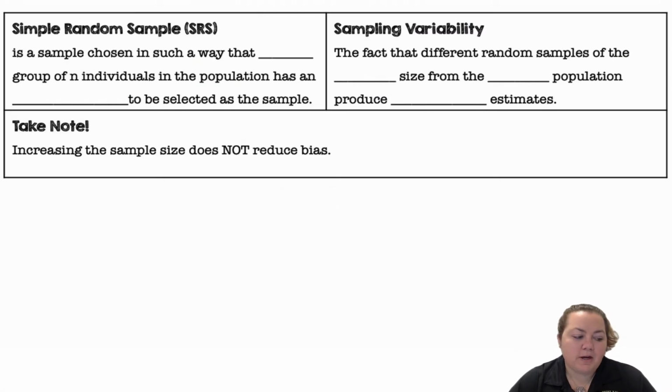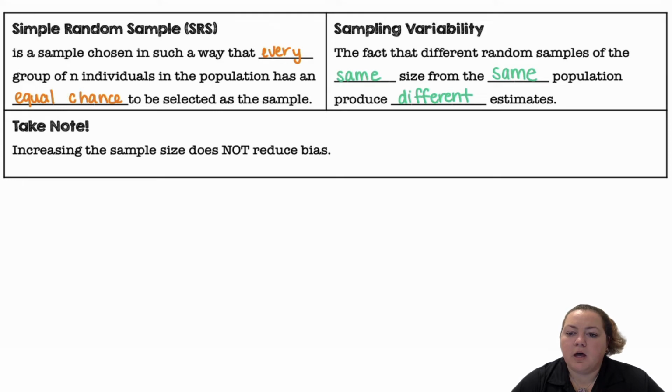All right, so a simple random sample, or abbreviated SRS, is a sample chosen in such a way that every group of n individuals in the population has an equal chance to be selected as the sample. Sampling variability is the fact that different random samples of the same size from the same population will produce different estimates. Another important thing to note is that increasing the sample size does not reduce bias. So if you collected your data using a biased method, even if you take a larger sample, it's still going to be biased.